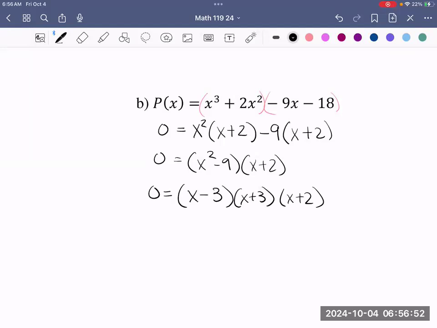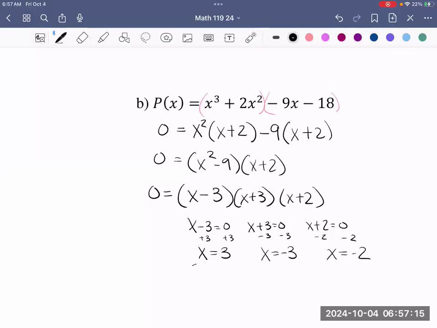So now that you have all of your x-intercepts, or all of your factored form, we can set each one equal to 0 and then solve. So we can add 3, subtract 3, subtract 2. So we have x is equal to 3, x is equal to -3, and x is equal to -2. These are your solutions, your x-intercepts.